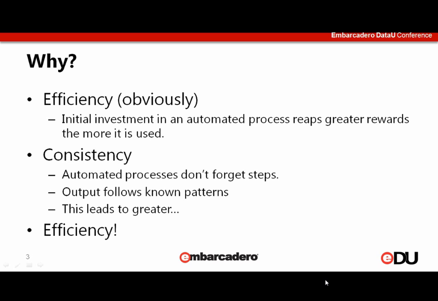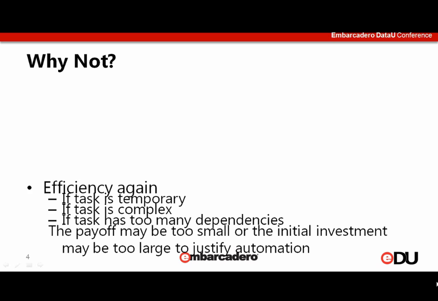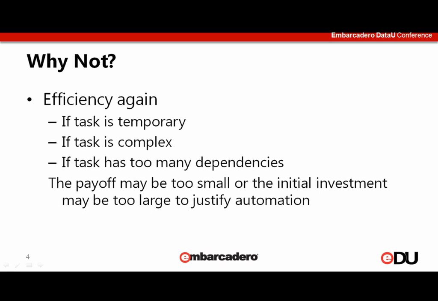greater efficiency, of course. So now that we know why you might want to automate a task, when would you not want to automate a task? Well, again, the question is all about efficiency. Some tasks are temporary. You're only going to do them a few times and never going to have to do them again. Is it really worth the effort to automate it when you're just going to throw away that macro and not use it again, or whatever the tool is you're using?